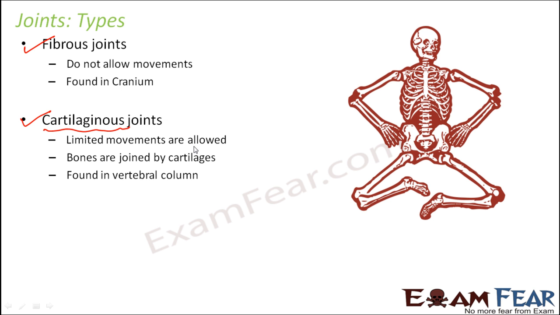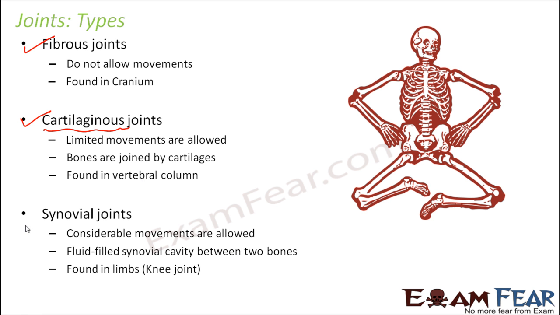So here limited movements are allowed. The bones are joined by cartilages, and these types of bone joints are found in the vertebral column. Even in the vertebral column, not too much movement is allowed, right? Even though you can make some movements, for example, you can bend backwards, or make a little bit of movement, but not very flexible movements. So there the bones are joined by the cartilage. As I said, cartilage offers a little bit of flexibility, and that is why a little bit of movement is allowed.